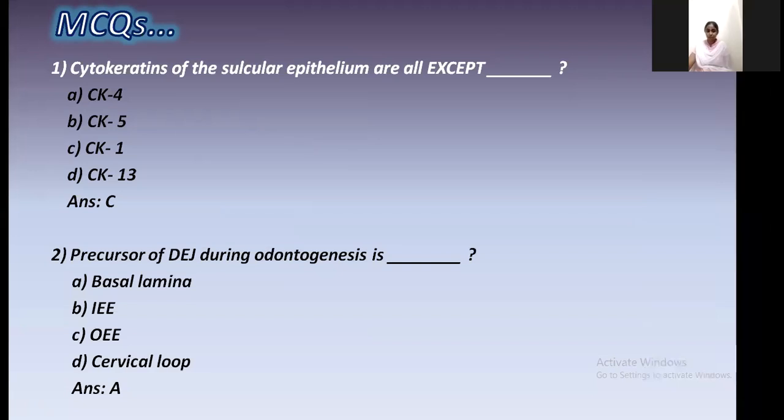Question 2. Precursor of DEJ during odontogenesis is? Answer, basal lamina. So the DEJ develops from basal lamina.